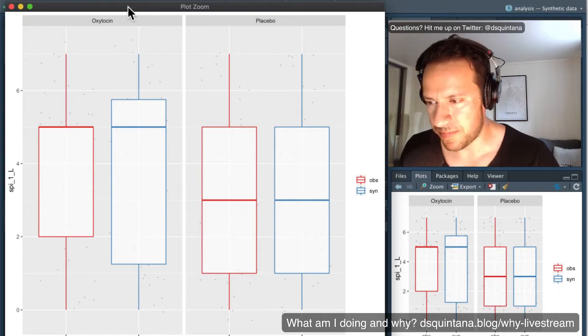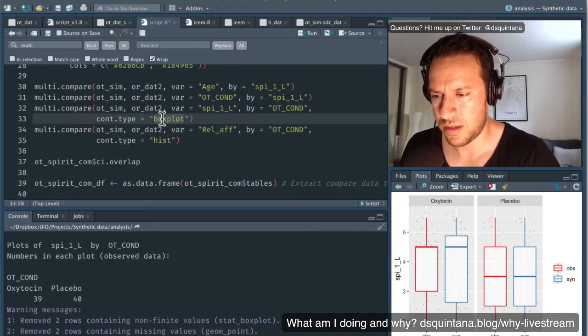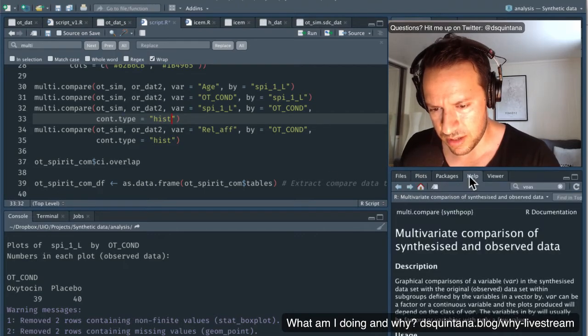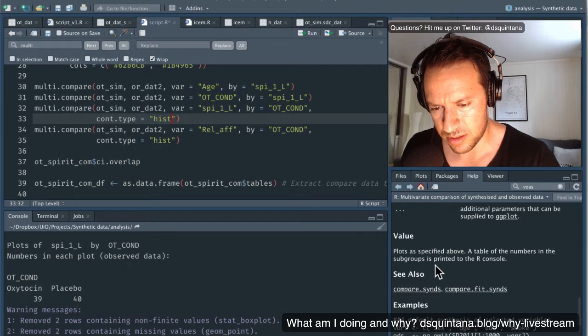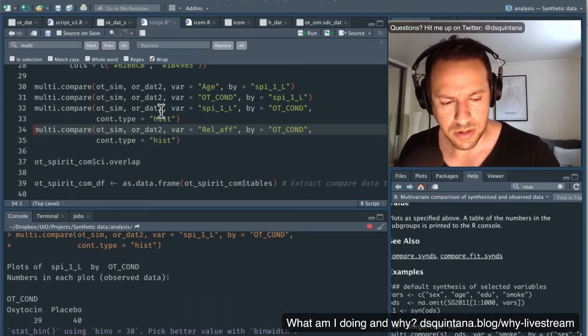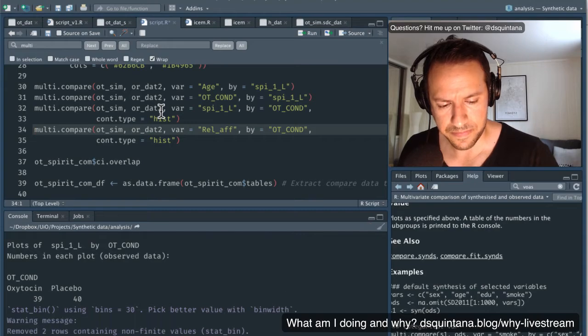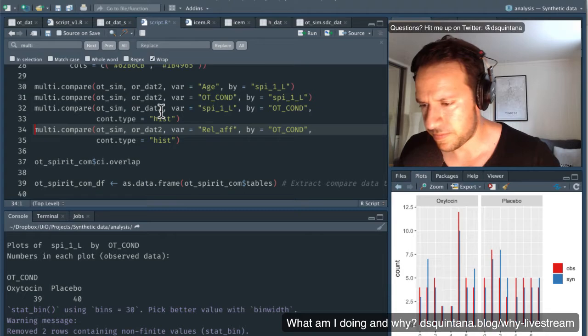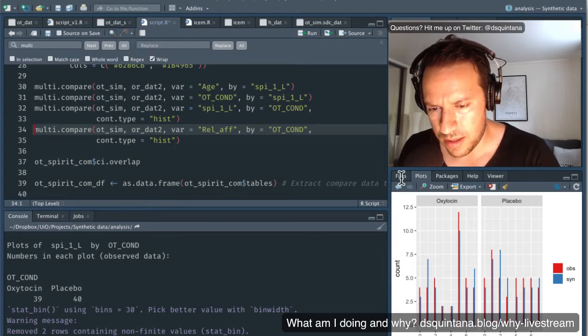Let's run that as a histogram. It's not entirely clear. Let's get up the help. Okay, we'll run this first and see. What does it give us? Here we go.